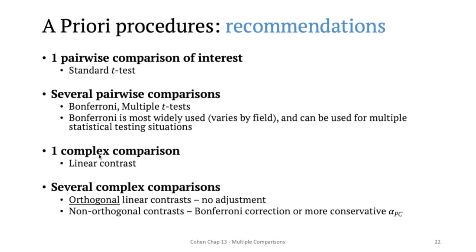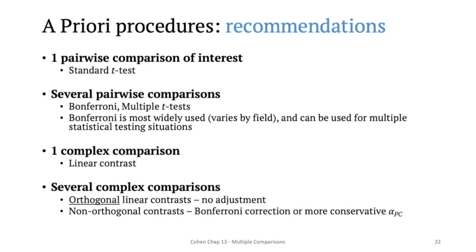If you have one complex comparison, then just use a linear contrast. You don't have to worry about orthogonality at all, because it's just one. If you have several complex comparisons, then you want them to be orthogonal. And if they are orthogonal, then you don't have to do any formal adjustment. If you're doing non-orthogonal contrasts, then you do, because of how it works out.